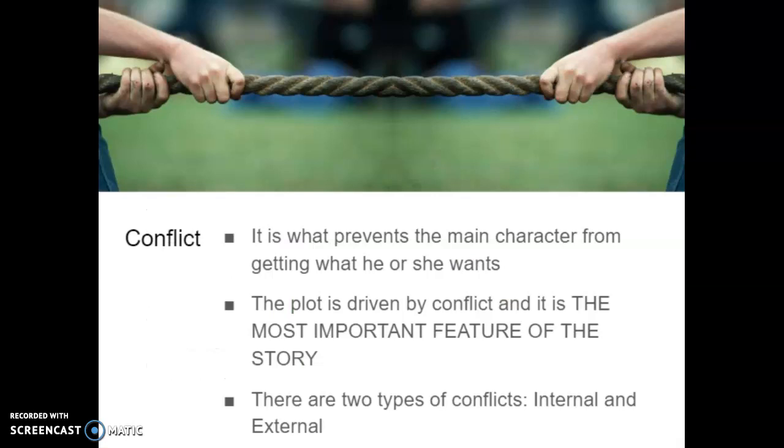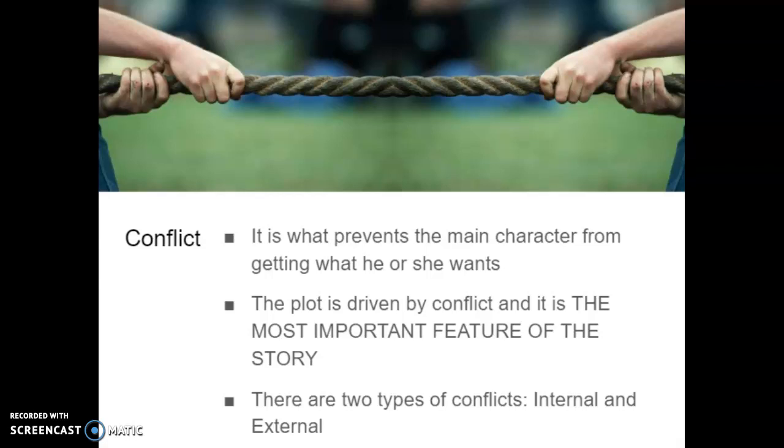Speaking of conflict, conflict is what prevents the main character from getting what he or she wants. Keep in mind, the plot is driven by the conflict, especially in a short story. The conflict is the most important feature of the story. Conflict is what keeps the story interesting. If you don't have a conflict, then all you have is a list of things that happened. There's nothing interesting to keep the reader's attention without a conflict. What separates a story from someone's to-do list or laundry list of items is conflict. So keep in mind, conflict is an integral piece of the story.